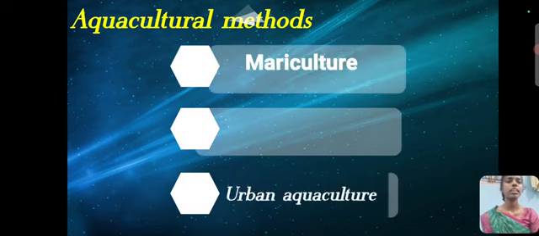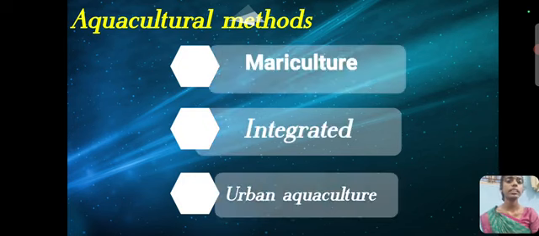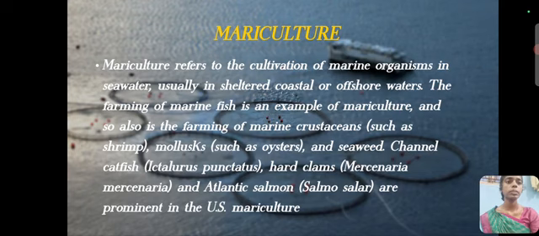And there are three methods in aquaculture. The first one is mariculture, then integrated and urban aquaculture. First, what is mariculture? Mariculture refers to the cultivation of marine organisms in seawater, usually in sheltered coastal or offshore water.